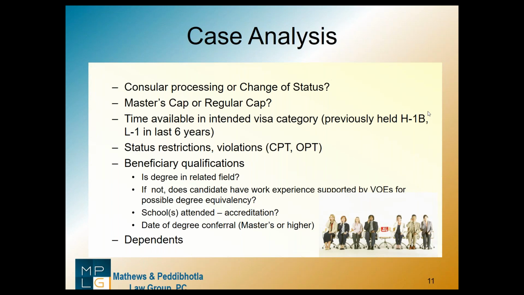So the regular cap lottery is for everyone else. So if they have master's or PhDs from abroad, bachelor's degrees from abroad, that's the regular cap. And there's 65,000 visas that are allotted for that part of the lottery.